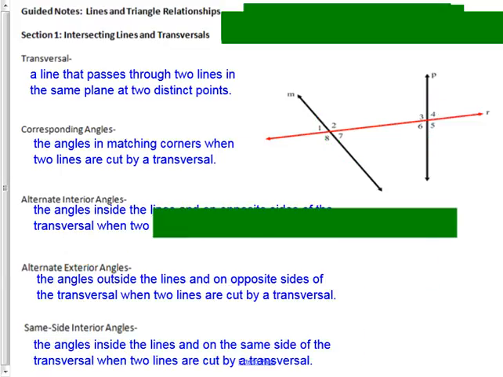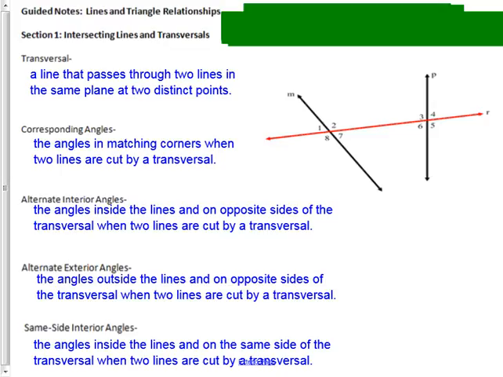Our last piece here, same side interior angles. Because they are interior angles, again, we're on the inside of these lines here. Because we're looking for the same side, we want them on the same side of our transversal. So 7 and 6 would be same side interior angles. 2 and 3 would be same side interior angles.